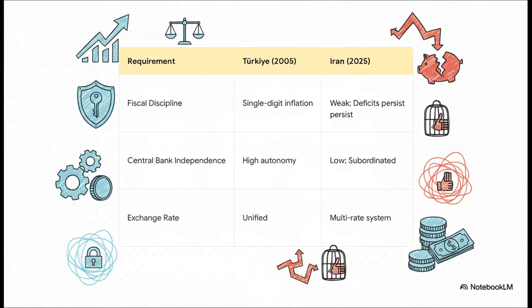And this table just illustrates the problem perfectly. Let's look at Turkey, which did this successfully back in 2005. Before they even thought about dropping zeros, they did all the hard work first. They got their spending under control, they made their central bank independent, and they got rid of their confusing multiple exchange rates. Now look at Iran in 2025. They meet 0 of these essential preconditions. It's a recipe for failure.